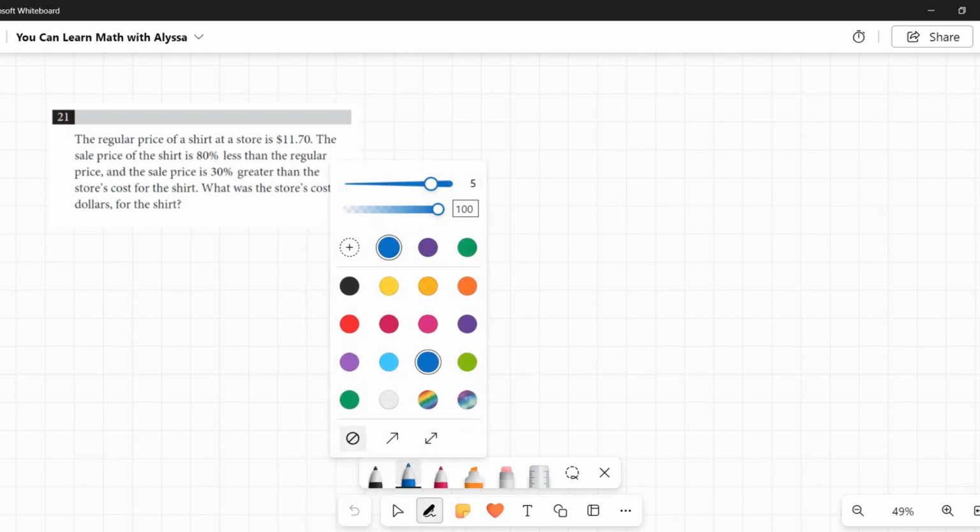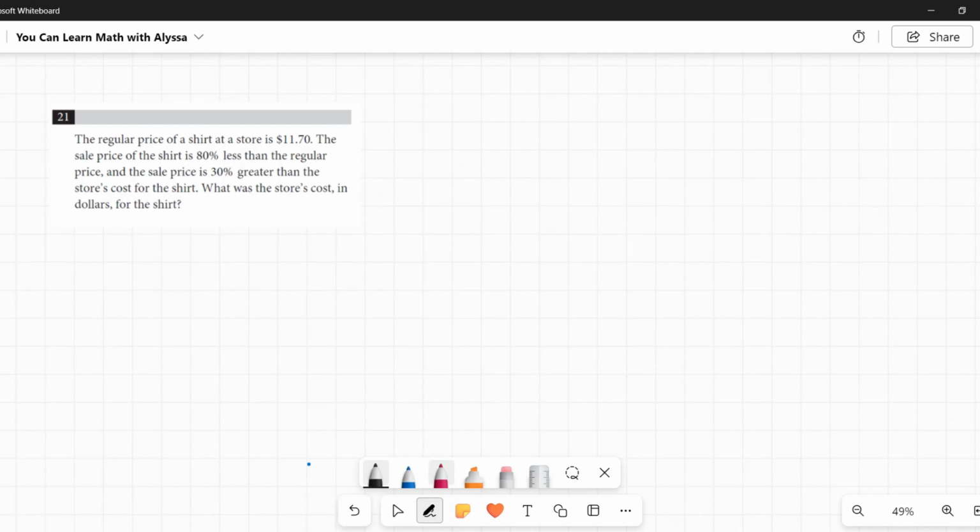Now, here's the thing. With percentages, there's usually more than one way to look at it. So I'm going to present the way that makes the most sense to me. But if you're thinking, couldn't you do it going up, going down? There are other ways to approach this.